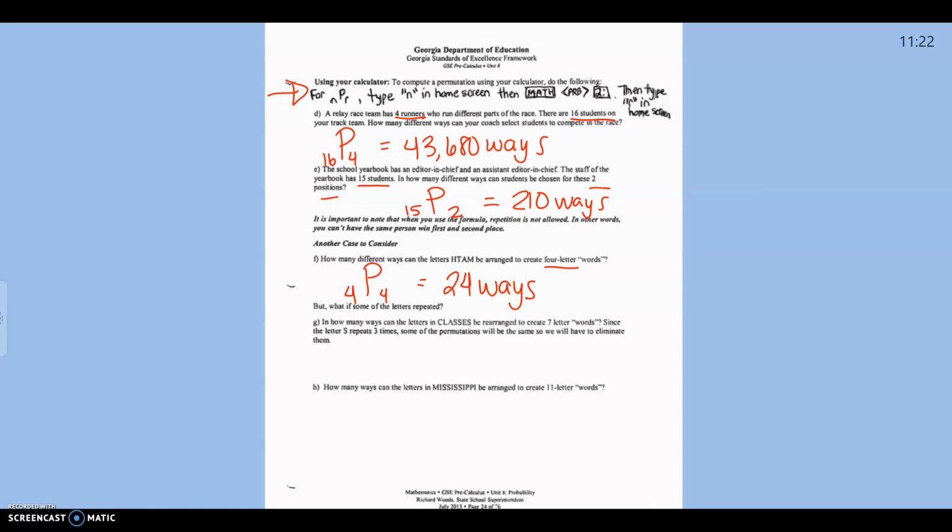Okay? So in the end, how many ways can the letters in classes be arranged to create 7-letter words, since the S repeats? Okay, so when we do this, we have to know this is 7 letters. So our numerator is going to be 7 factorial. Now, what we have to do is divide through by the letters that repeat, because if you move the S's around, it's still going to be classes. If the 5th S goes where the 4th S is, it's still the same word. So the only letter I have repeating is S's. So I have 3 of them, so I'm going to divide by 3 factorial. And then I would just type that in my calculator, y'all, and you would get 840 words.